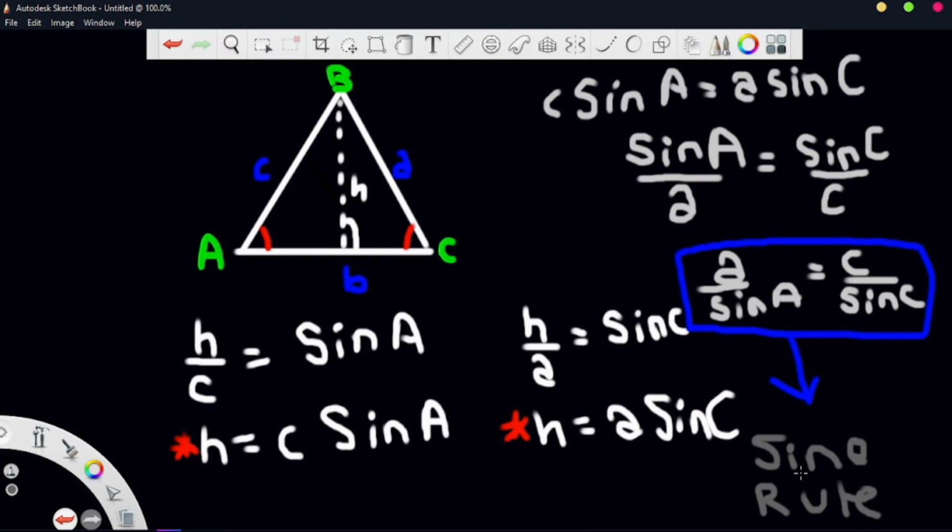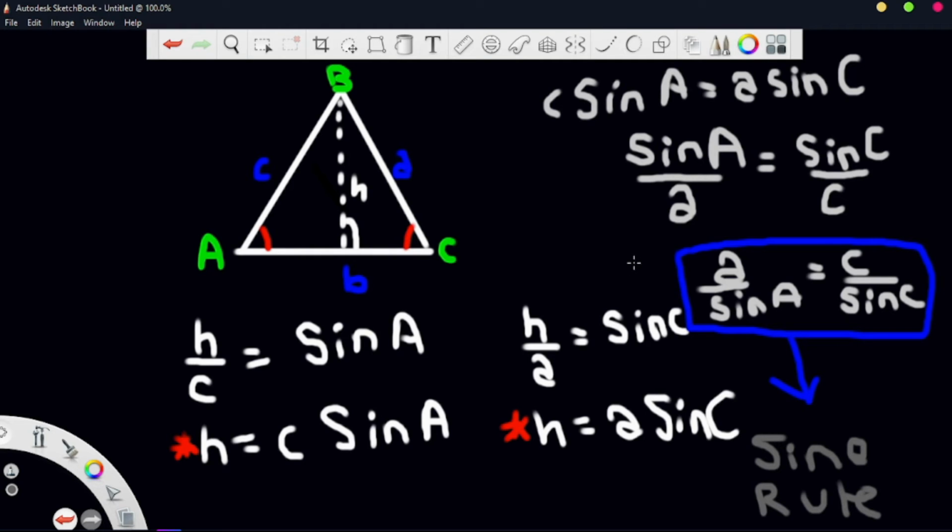So how do we use the sine rule? What you can notice from here is that a over sine A is equal to b over sine B, which is equal to c over sine C. That's what you can represent our sine rule as. So now that is our sine rule.